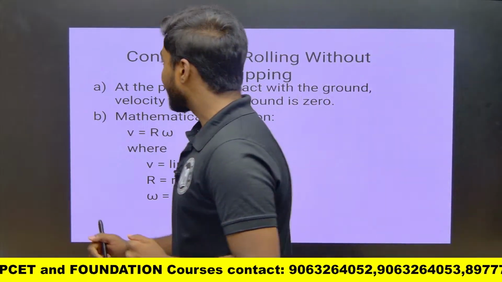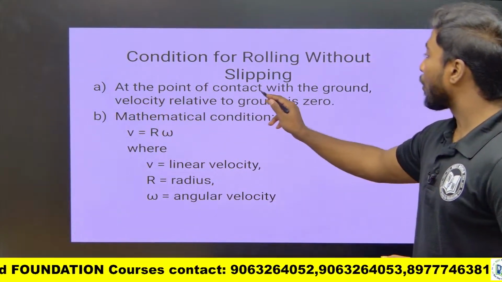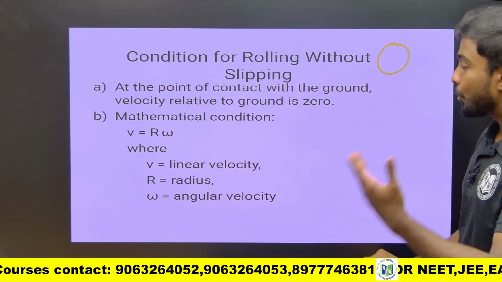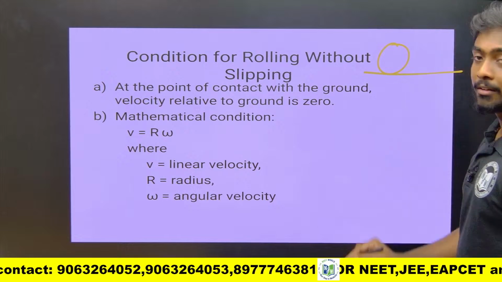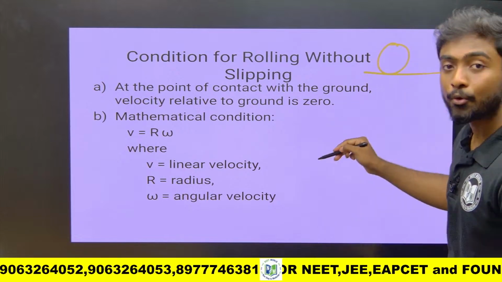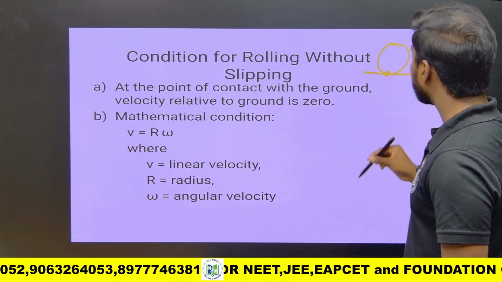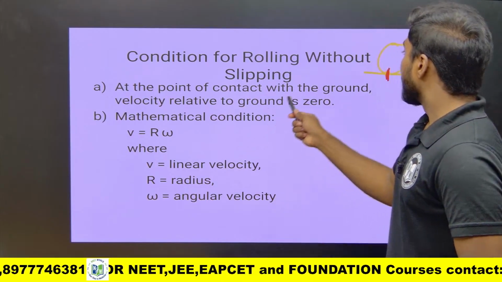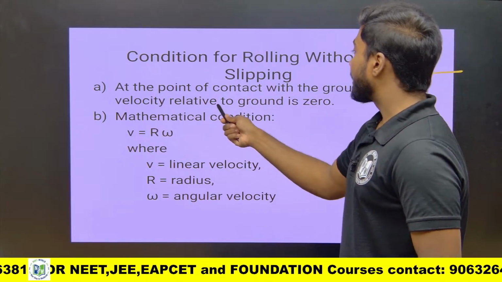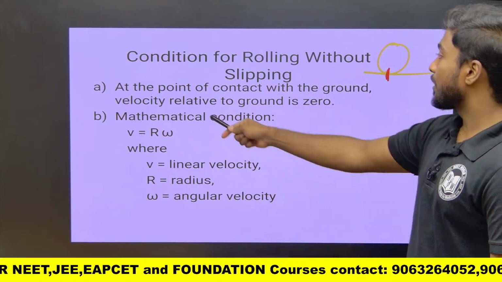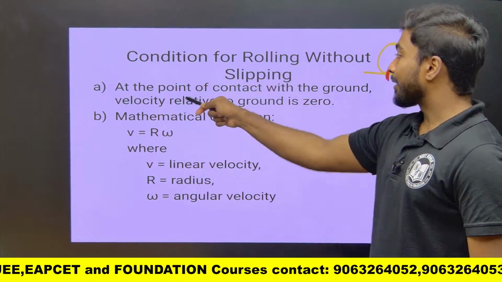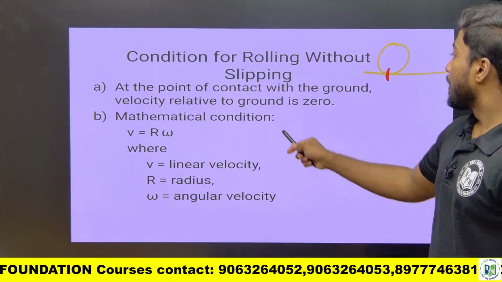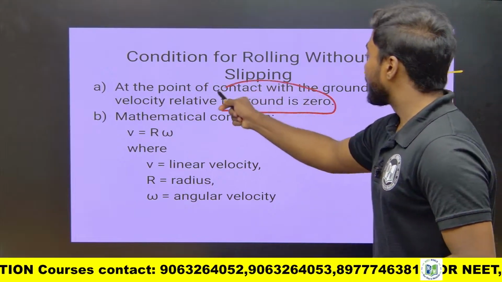Without slipping, we see here at the point of contact. This is my wheel, and if I take the surface, this is my point of contact with the ground. The velocity relative to the ground is 0. So at the point of contact, the relative velocity is 0. That's the point they have given here.